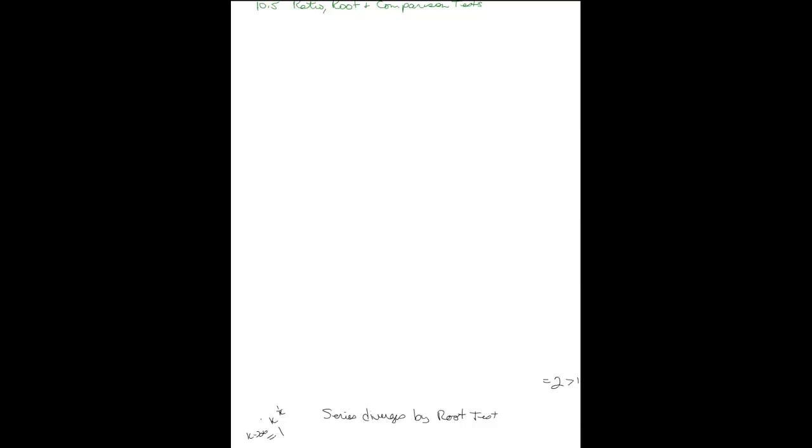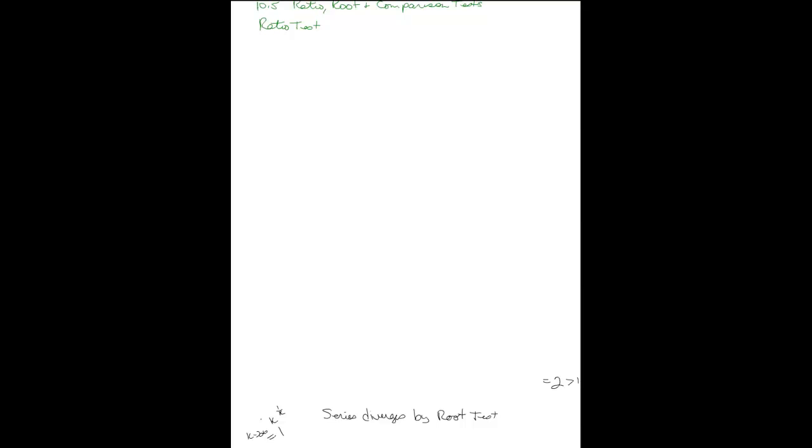All right, we have three different tests here. We've already done the integral test, and it's a great test because it can tell you if it converges or diverges, but it can't integrate things that have factorials in them. That's going to be a problem. So the first test we're going to look at is the ratio test. It's actually my favorite test.